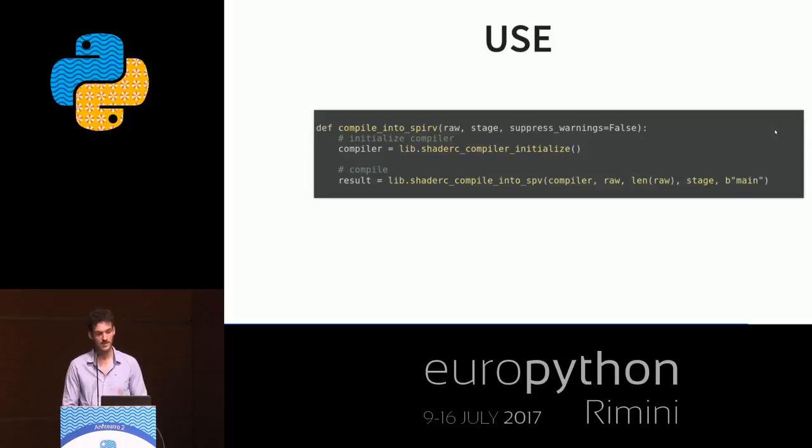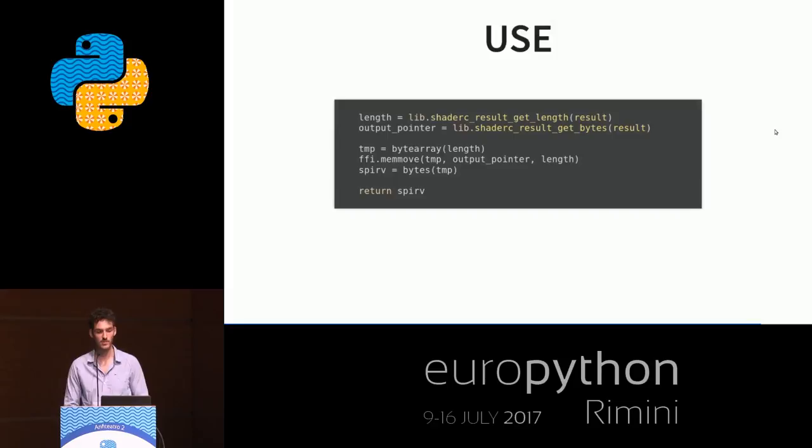Let's examine the compile into SPIRV function. Remember, the ShaderC library allows you to compile GLSL to SPIRV. So this is this function. All functions defined in our extension can be accessed through lib, the lib object. If you take a look at the compile line, here, the third line, we can pass pure Python types like int or string, and CFFI converts it for us. It's clean and intuitive. A small note, with Python 3, string must be bytes.